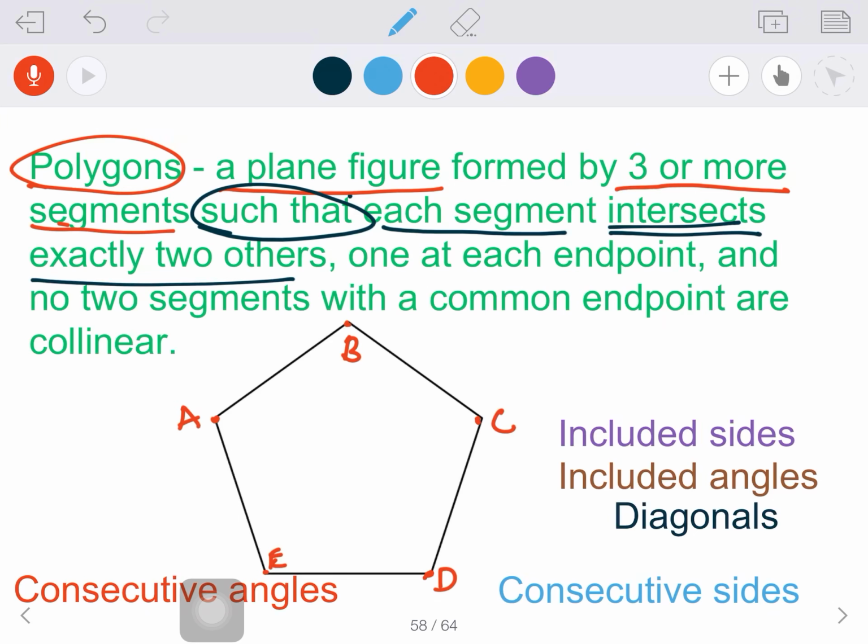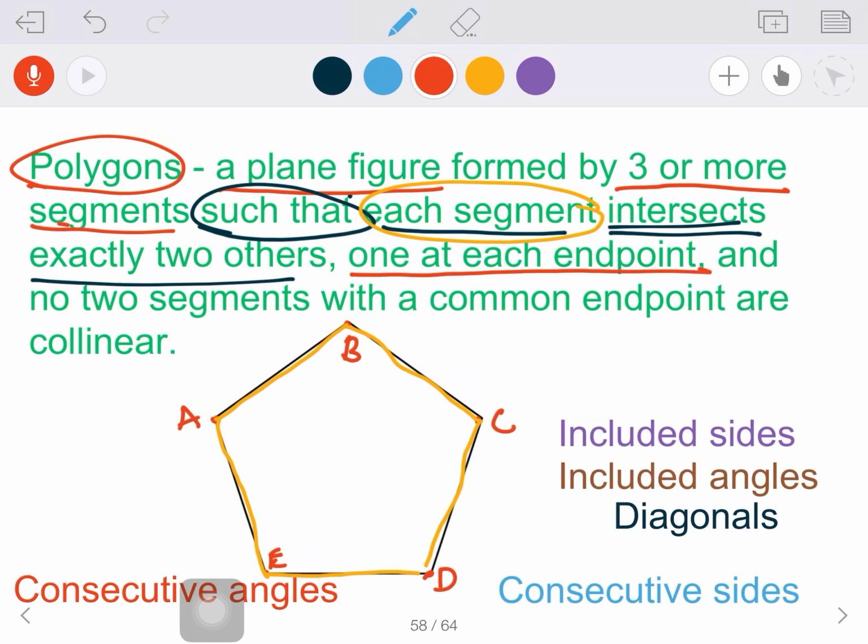So let's count. First, we have segment AB. That's one. Segment BC. That's two. Segment CD, three. Segment ED, four. And the last, segment AE, which is five. So there are five segments. It says here, each segment intersects exactly two others. Let us see. Now, the intersection happens one at each endpoint.